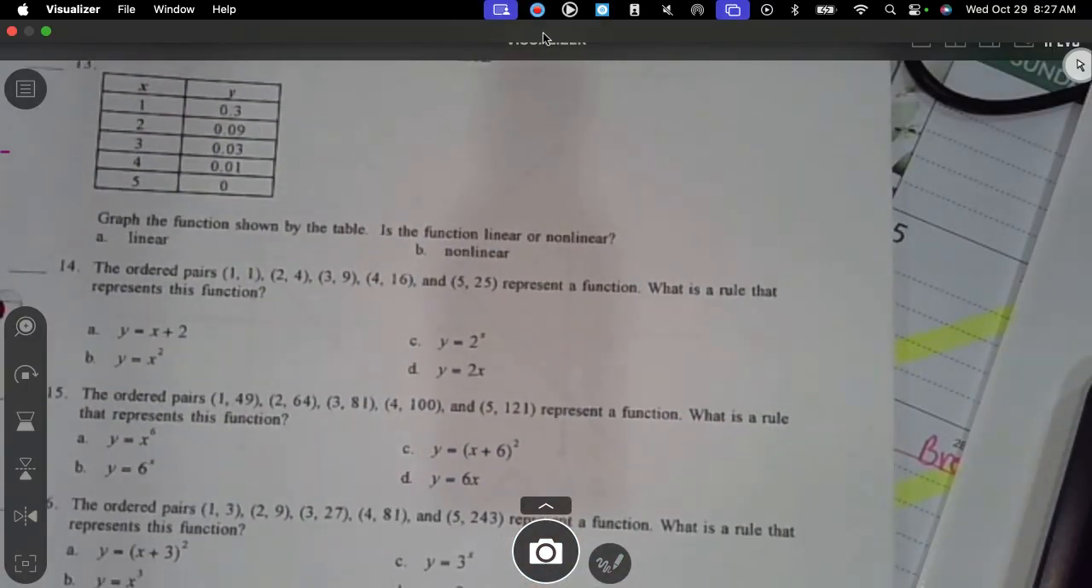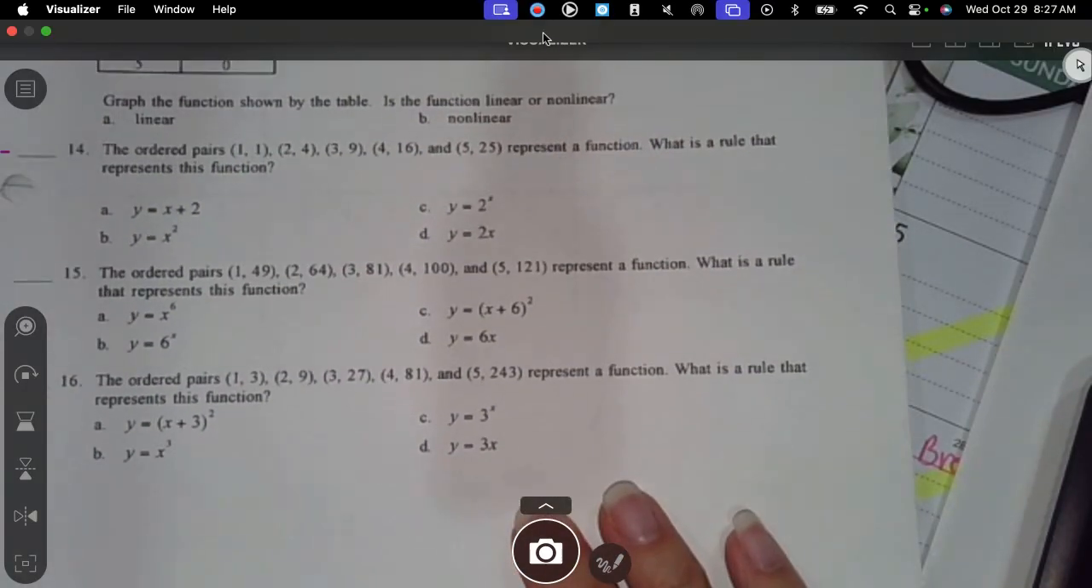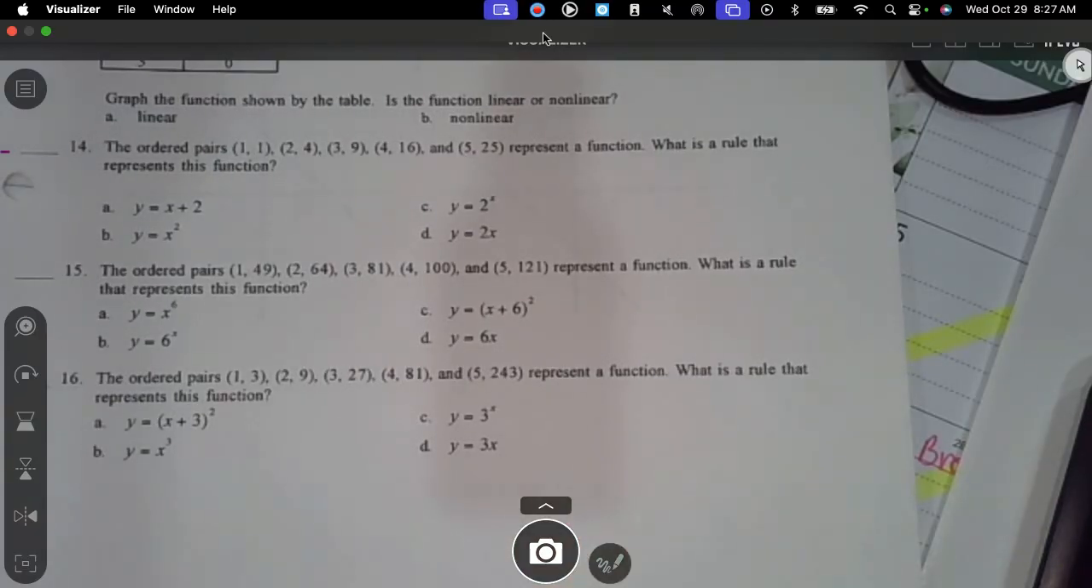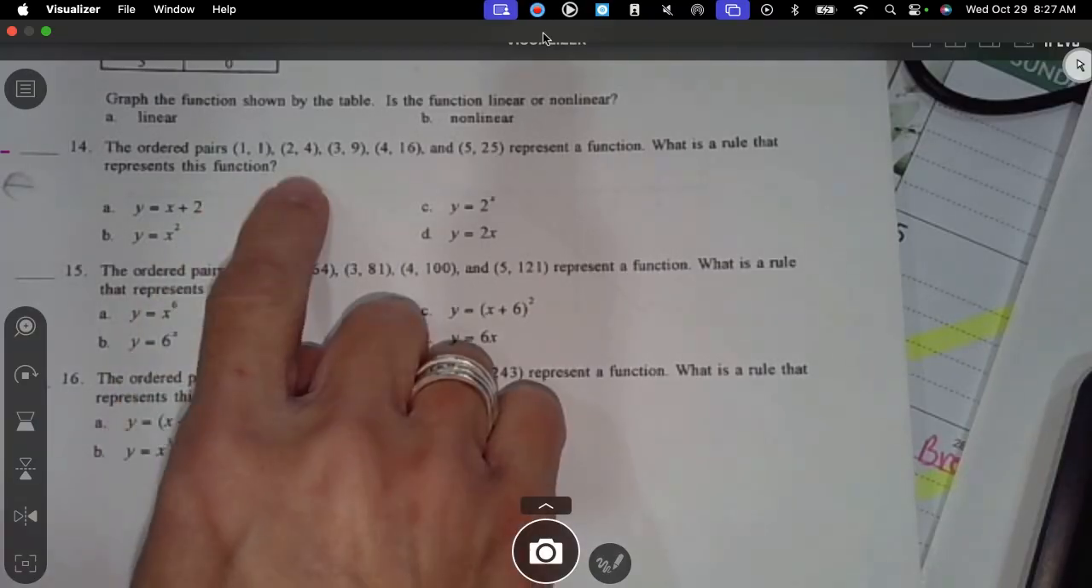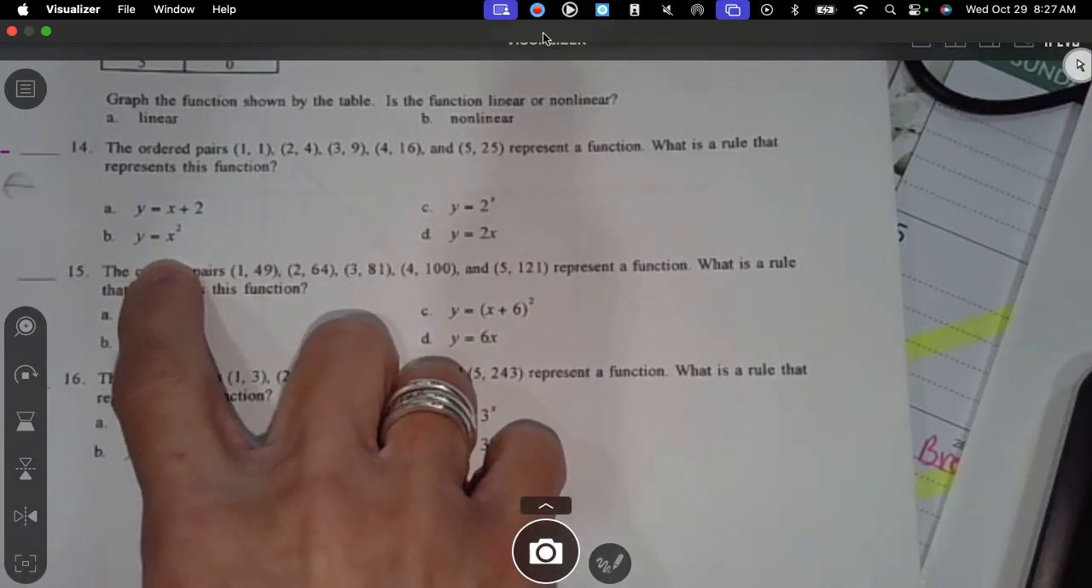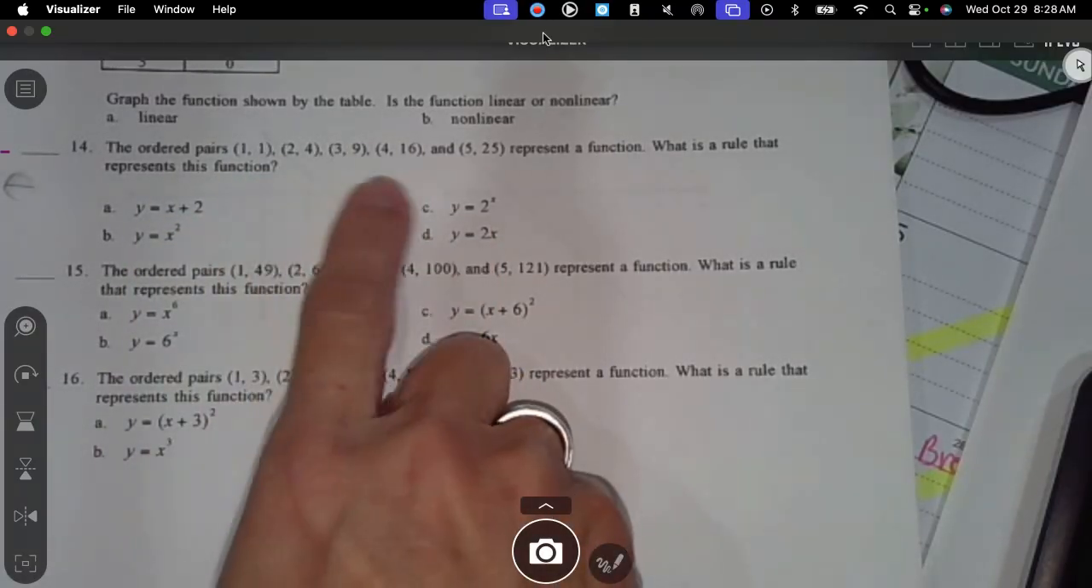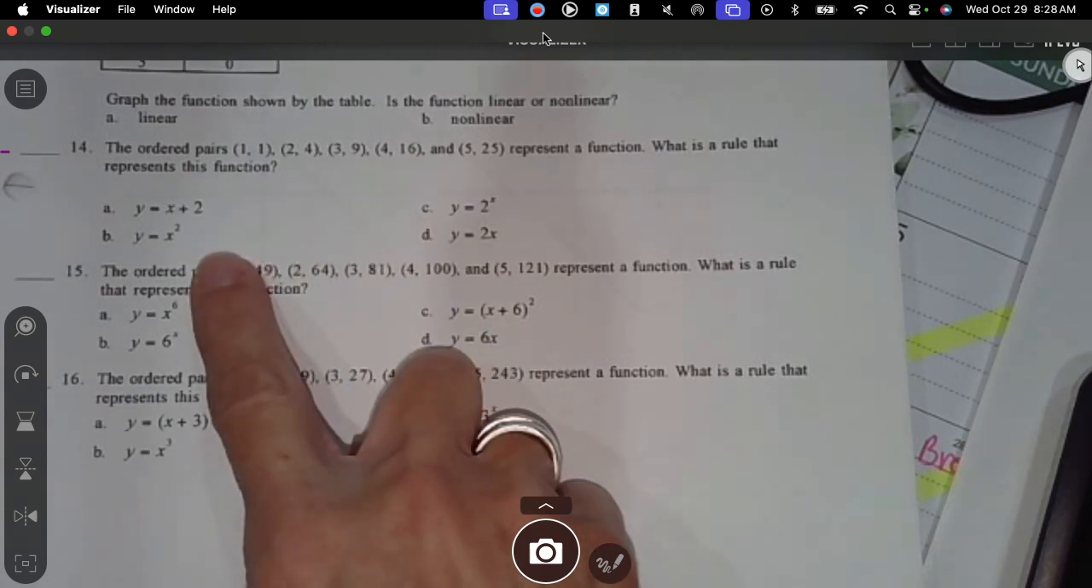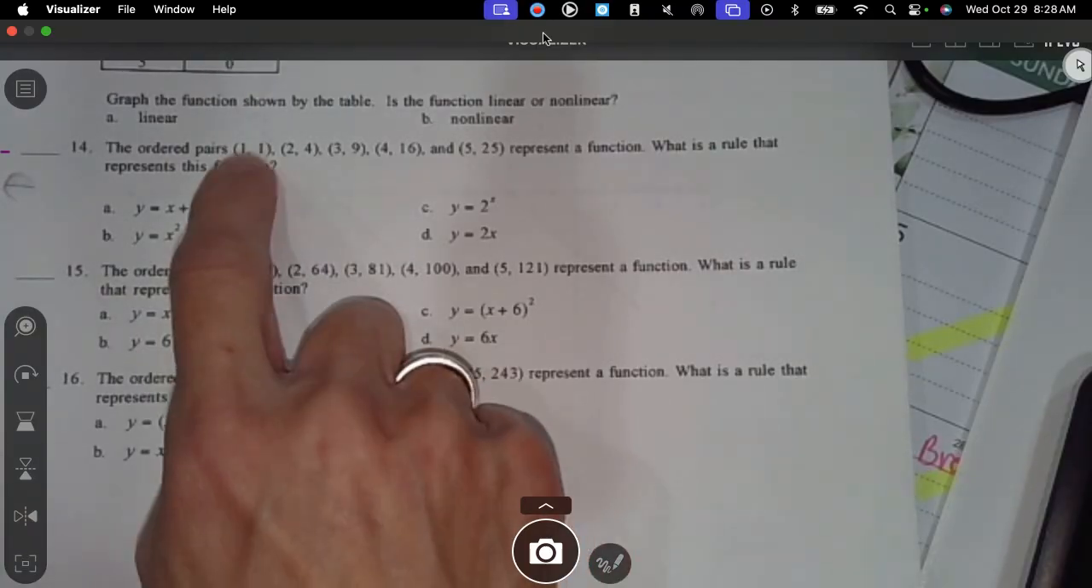All right, then there could be, I can't remember. We'll practice these. I can't remember if these are on there. Possibly, but it says which one of these functions fits these ordered pairs? Which one could represent these? So what do you do? You plug and play. All right, let's try it out.